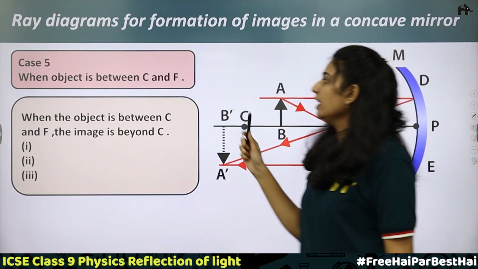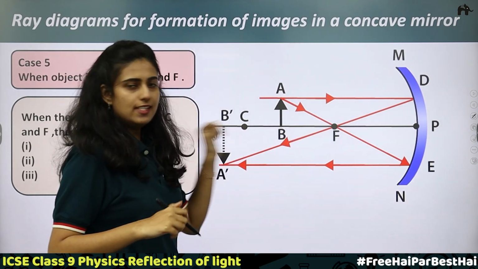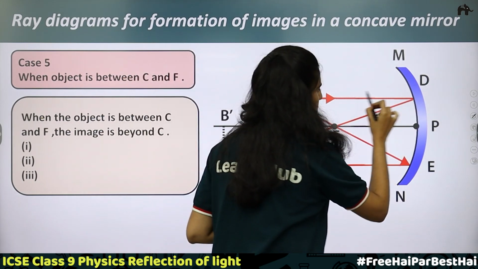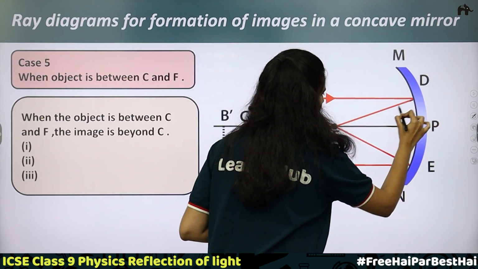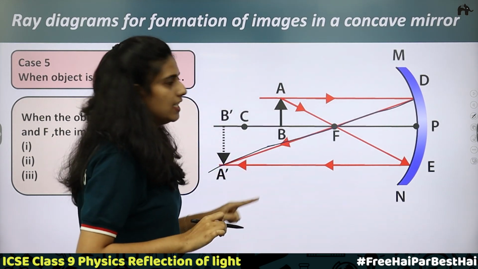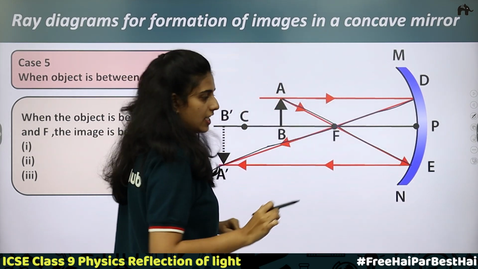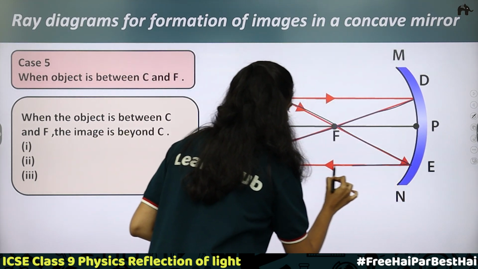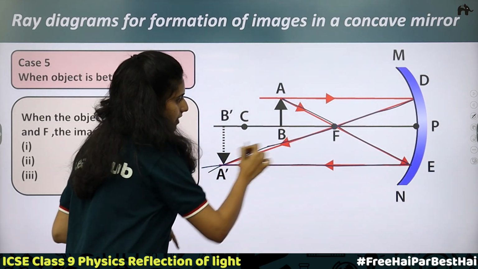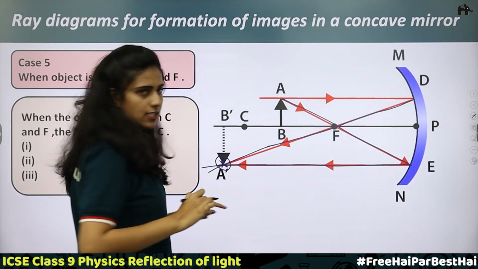Now the fifth case, when the object is between C and F. We have completed C. Now the object is between C and F. Here you can see AB is the object. The first light ray, which is parallel to the principal axis, after reflection passes through the principal focus. The second light ray, which passes through the principal focus, after reflection moves parallel to the principal axis. You can see the reflected rays will intersect at a point.